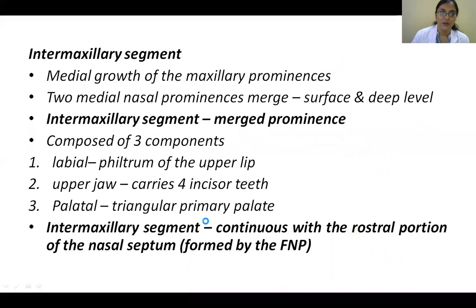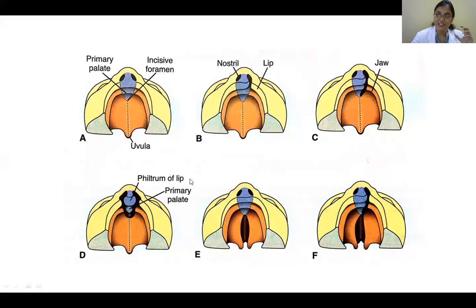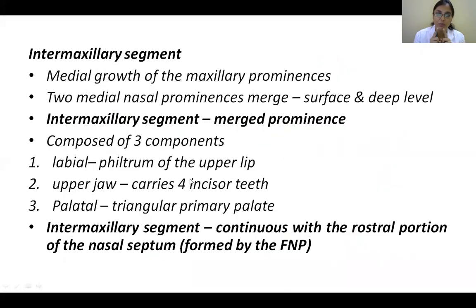And one little bit about the intermaxillary segment. As I told you, as the medial maxillary processes grow medially, the two medial nasal processes fuse. And this part which has the merged prominences is called the intermaxillary segment, and these are the components that derive from it.